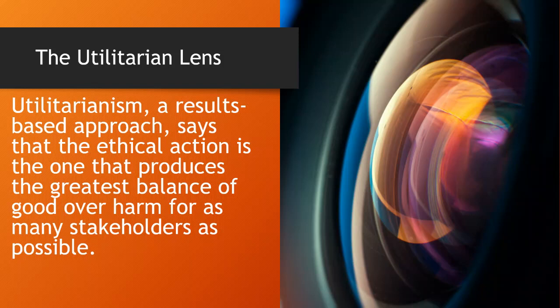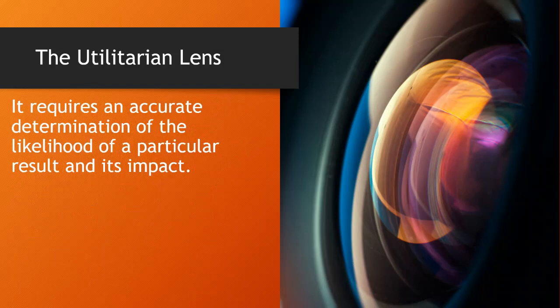Sometimes just taking a pure utilitarian approach could disenfranchise other groups and get in the way of the rights lens and the justice lens. But if you're going purely utilitarian, it's about how this balances the good and harm for many stakeholders. Really taking a look at my actions, my ethics, how is this going to impact the wider group, and what can I do to mitigate that? It requires an accurate determination of the likelihood of a particular result and its impact.